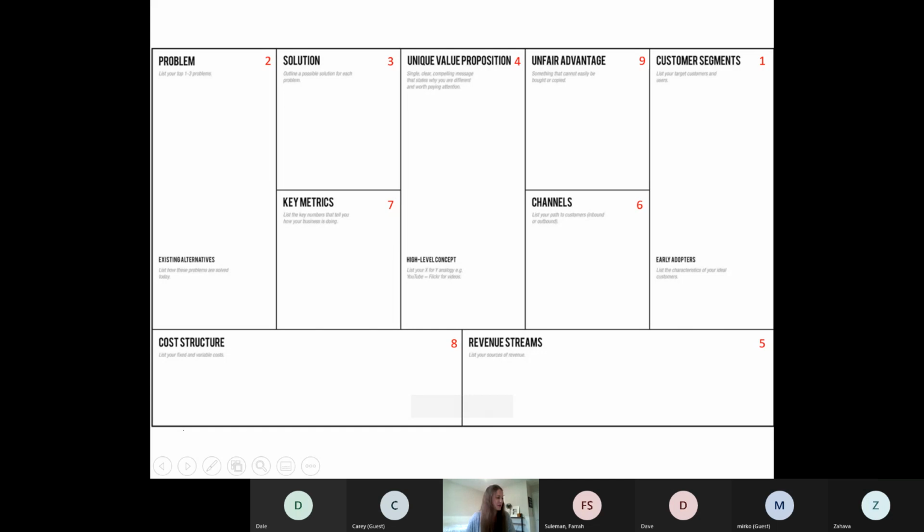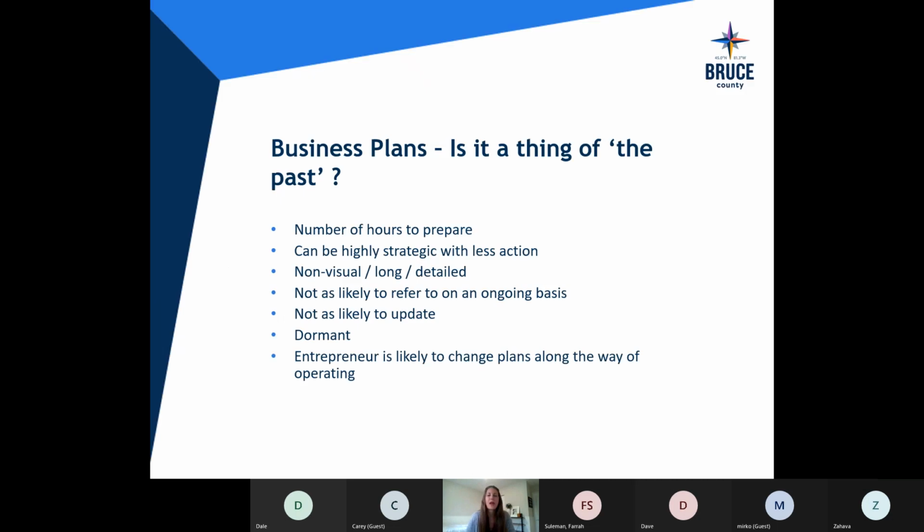I'll minimize that. Everyone can see the lean canvas. So this is the lean canvas, and what we'll be doing today is walking through each of these 9 segments. It's an alternative to writing a traditional business plan.